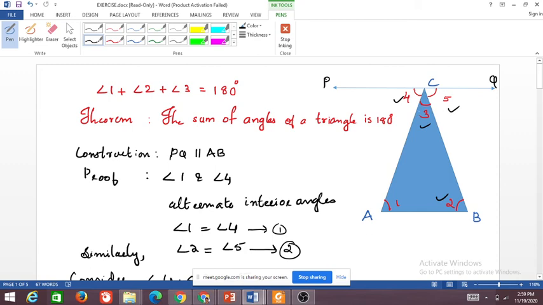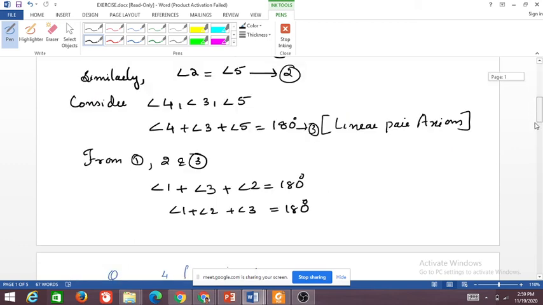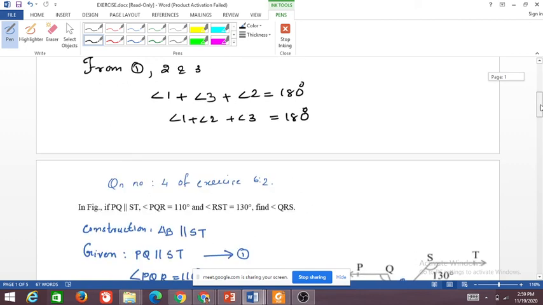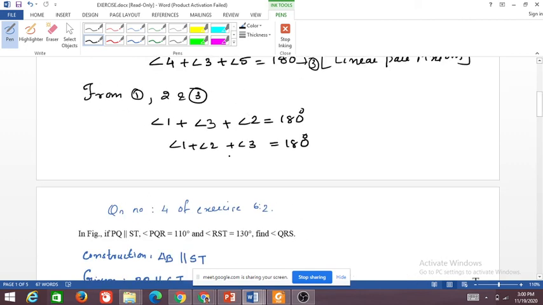And we already know that angle 4 plus angle 3 plus angle 5, this sum will be 180 degrees, they are supplementary. So then by substituting what we have got, we arrive at the conclusion that the sum of angles of a triangle is 180 degrees. Is that clear for all? Is it clear for all?